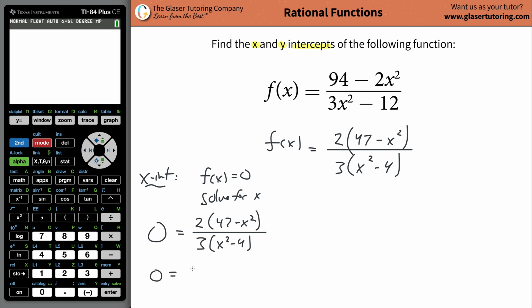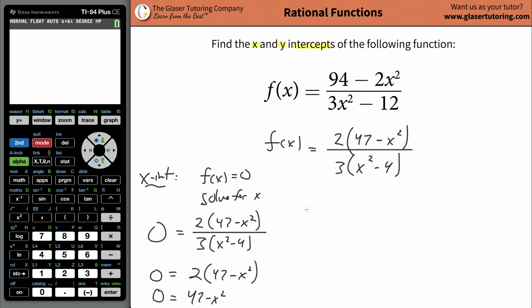So the shortcut, if you notice what happens, is that when you have a rational function and you're trying to find the x-intercept, just take the numerator and set that equal to 0, because that's basically what we did. And then solve this. So you would divide out the 2 from both sides, and that's going to be 0 is equal to 47 minus x squared. And now you're going to try to solve this for x.